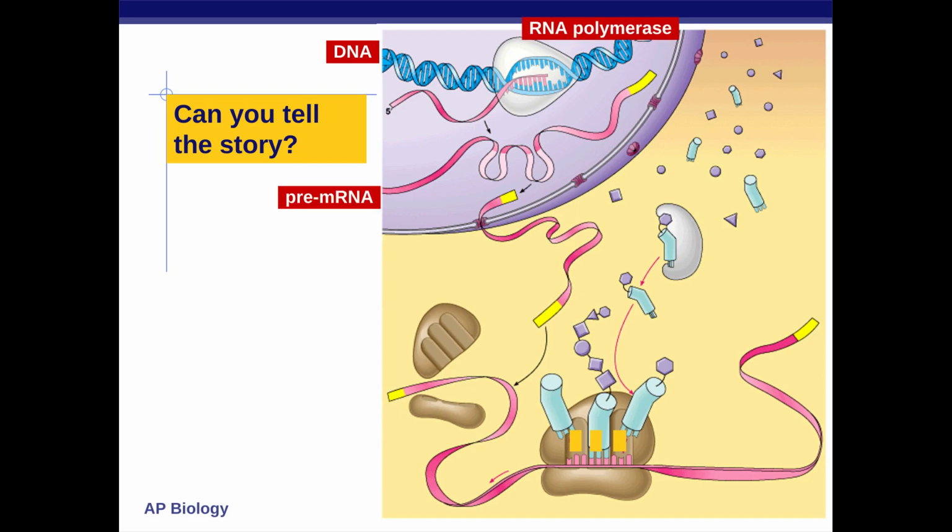DNA is used as a template for making messenger RNA. The strand that is used to make that messenger RNA is called the template strand, or the antisense strand.